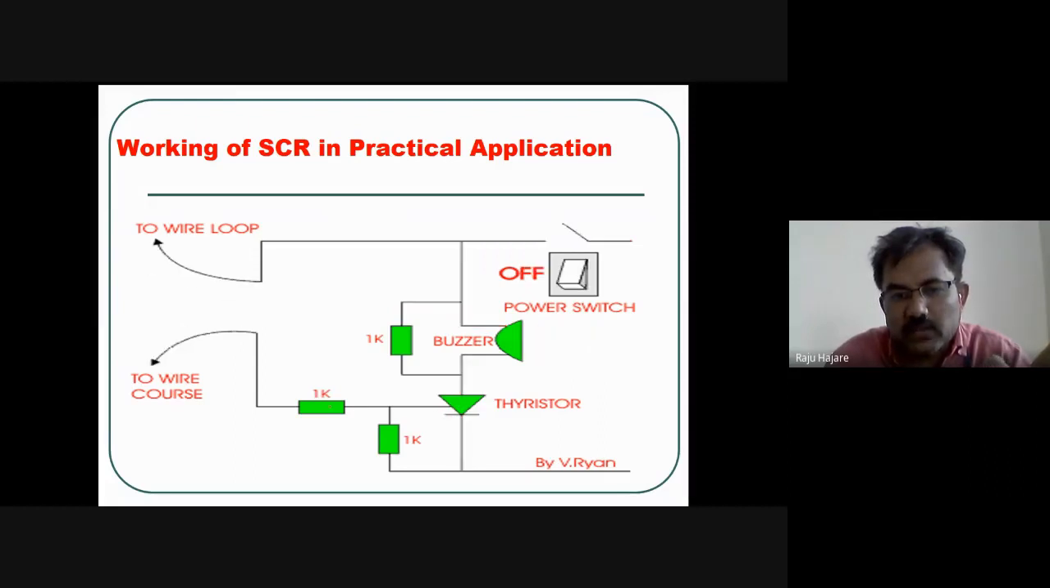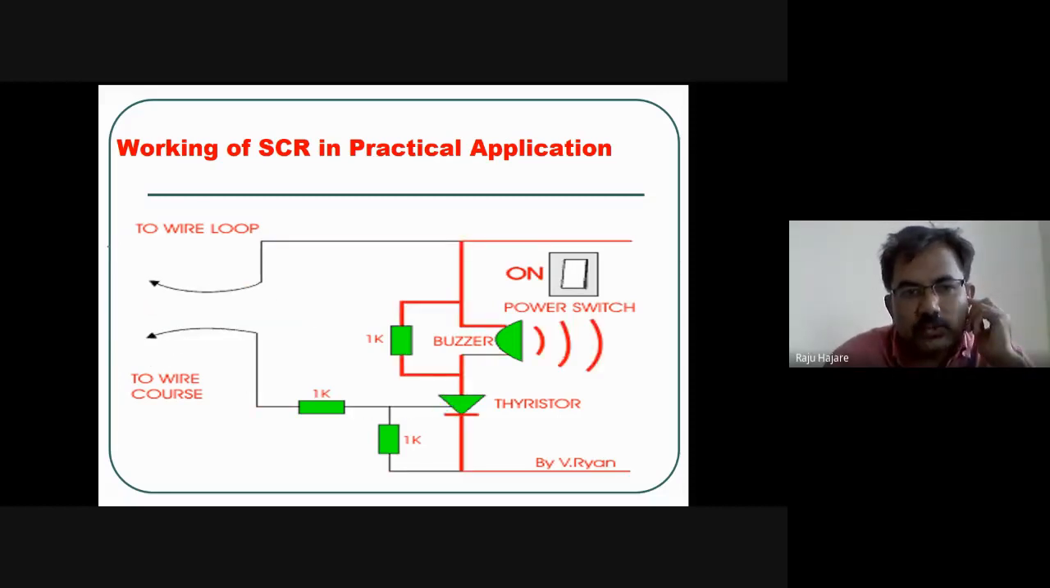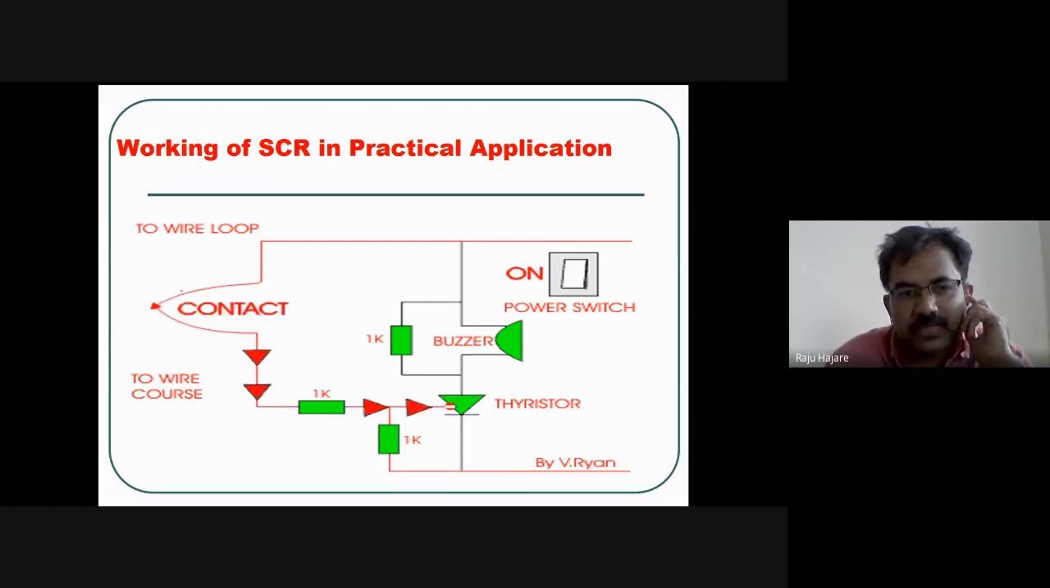The 1K resistor, connected horizontally on the left-hand side, is connected to the SCR gate terminal. That itself is the gate. The gate pulse is coming through this 1K resistor from the left side. So you have two wires here, a two-wire loop on the top, and wire coils at the bottom.